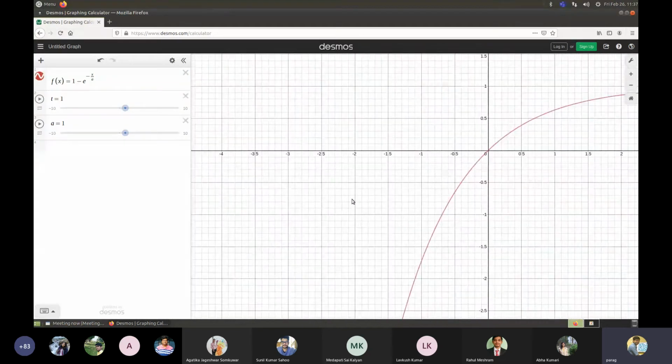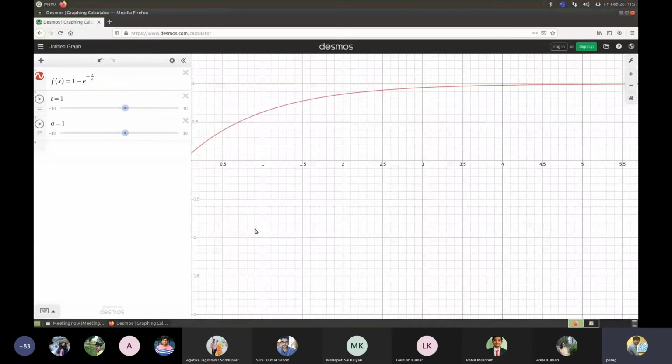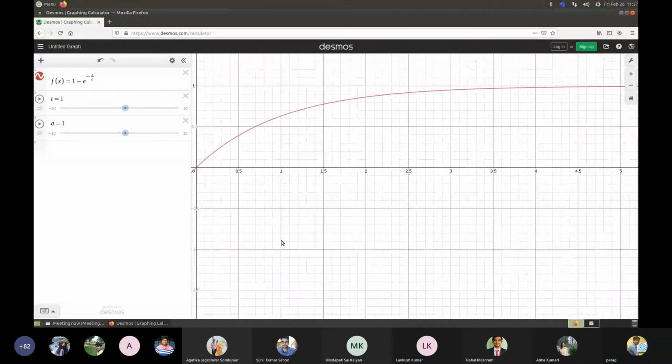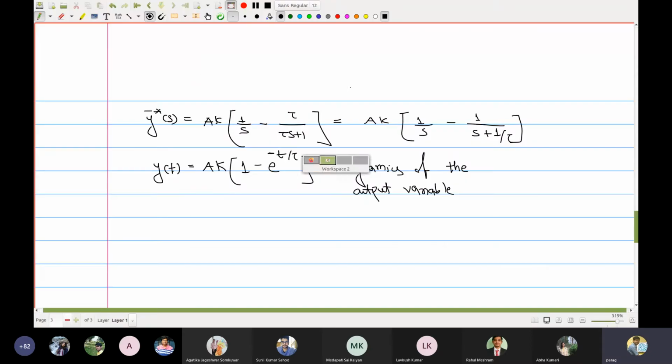So let's not worry about negative time, what's going on here. So this is the case. Now, what do you see here? One here. So this curve saturates at 1, because I have set A K equal to 1.